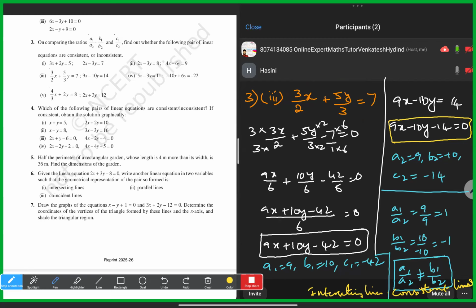Finally, we will get that same thing, A1 by A2, whatever they do, that will come not equal to B1 by B2. So the answer, Hasni, already checked it: no, it's not a coincident or parallel pair, because the first two ratios are not equal. A1 by A2 is not equal to B1 by B2. We need not check C1 by C2 because of that. So intersecting lines means they have a unique solution. They are a consistent pair of lines.